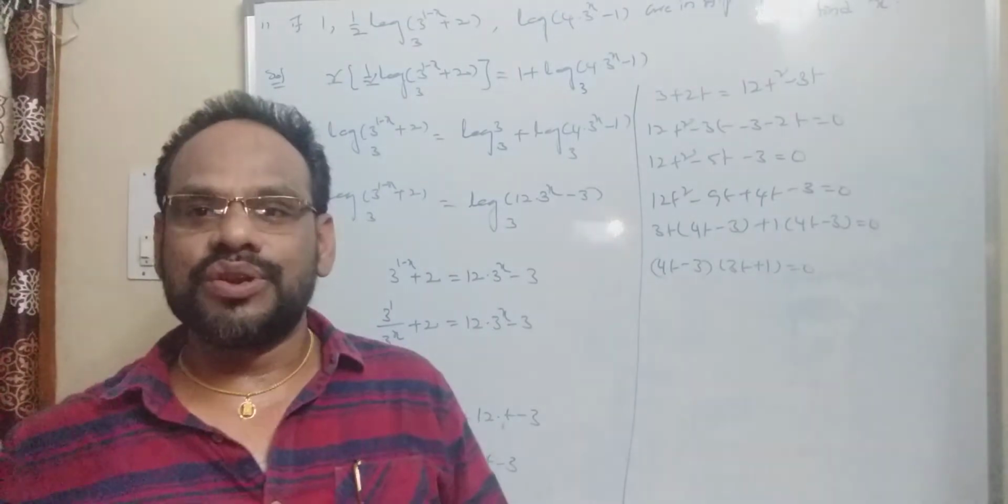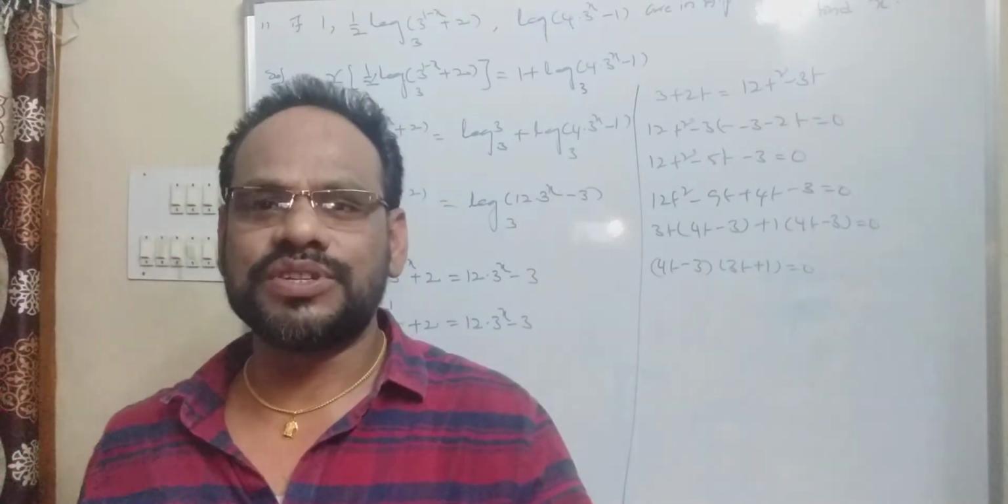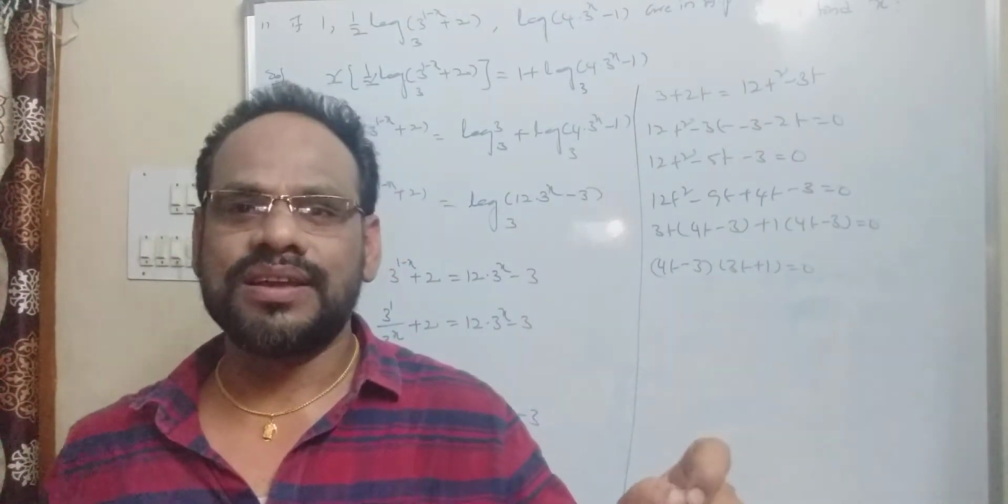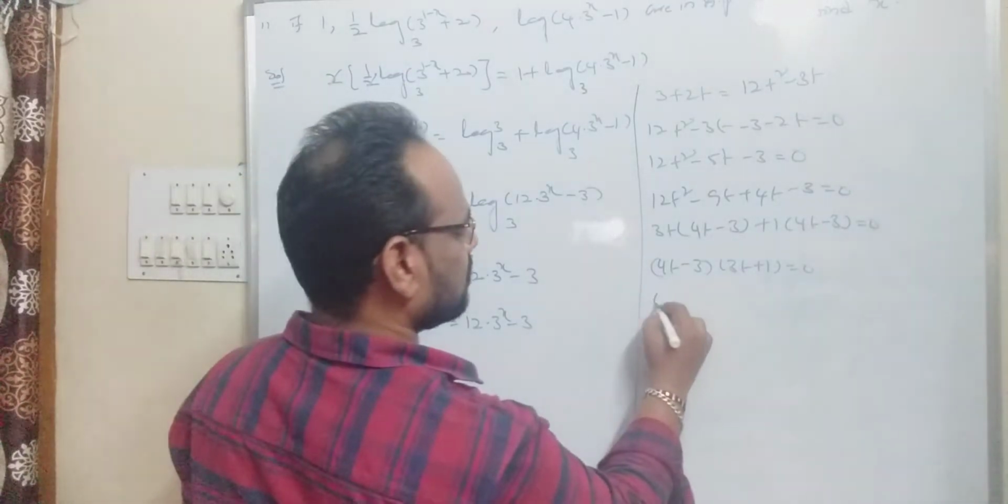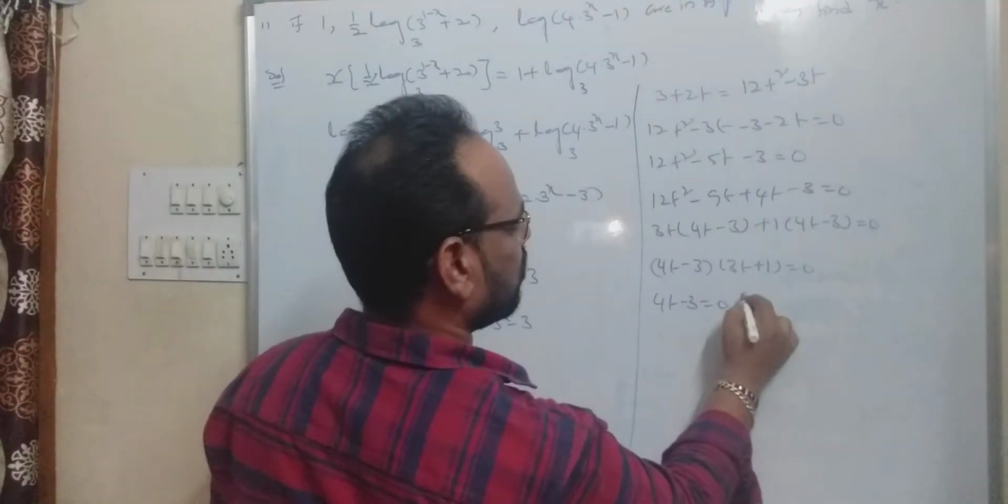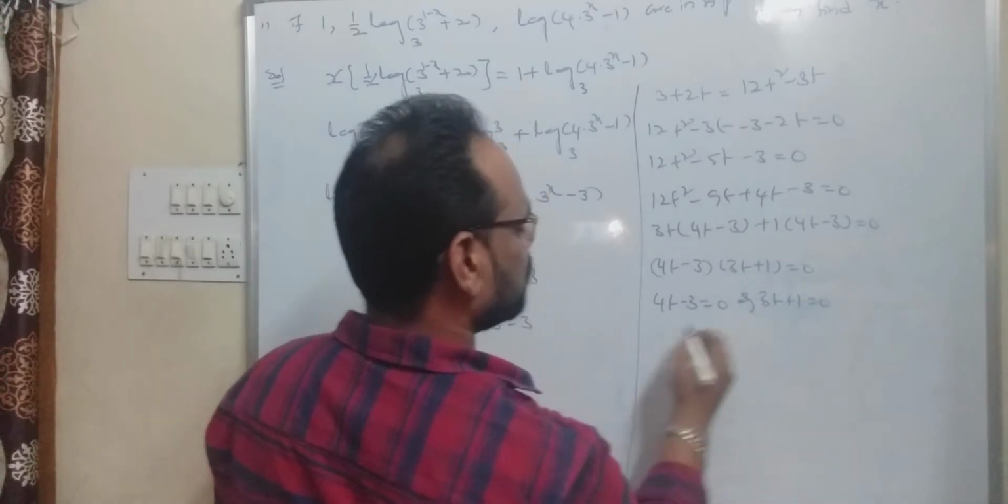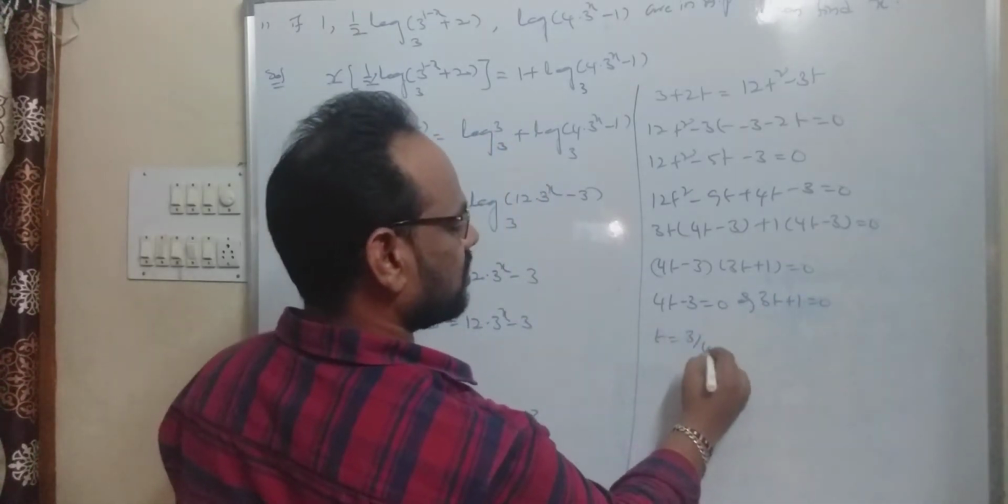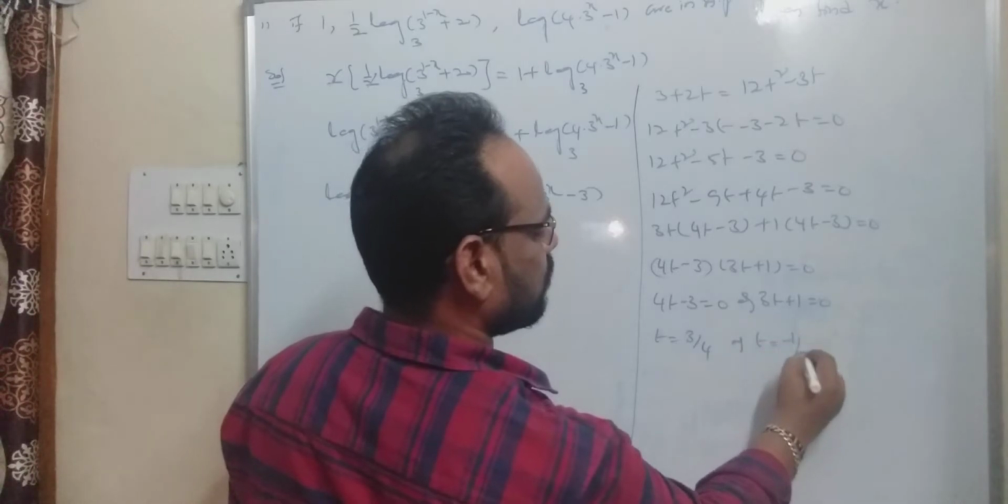If we know the zero rule, if a into b is equal to 0, either a is equal to 0 or b is equal to 0. That means 4t minus 3 is equal to 0 or 3t plus 1 is equal to 0. We get t is equal to 3 by 4 or t is equal to minus 1 by 3.